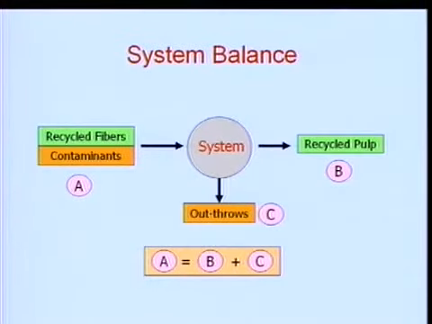So to avoid or minimize most of these problems, your recycled fiber system must balance. What is a system balance? System balance is basically preservation of mass. What goes in must come out. If A is your total of recycled fiber and contaminants, and you take all your contaminants out, along with that you will also throw out some fiber. That's a fundamental rule. Out goes a total of some recycled fibers and contaminations, C, and the ultimate recycled pulp is B. So A is equal to B plus C, which is the total mass preservation. That's fundamental, and we have to preserve that. There's nothing we can do about it.